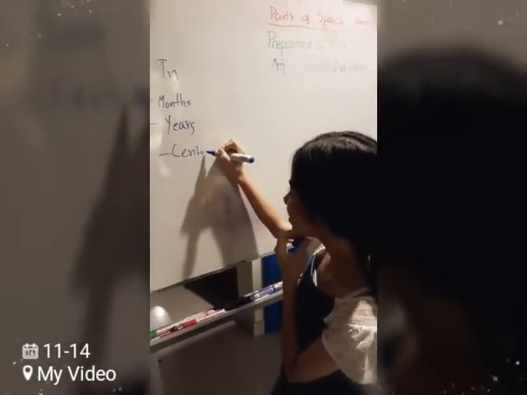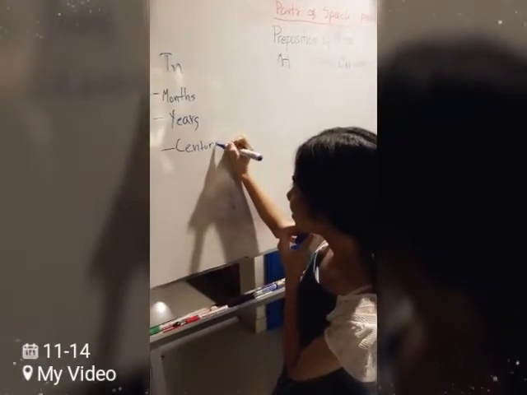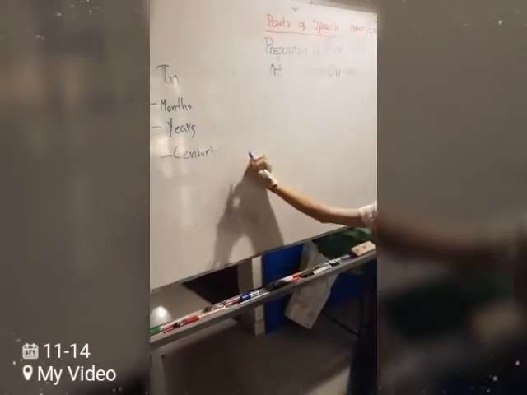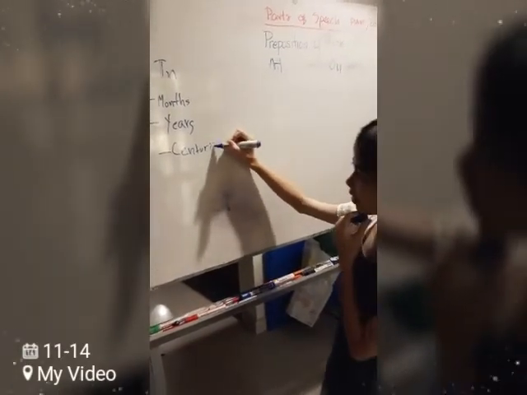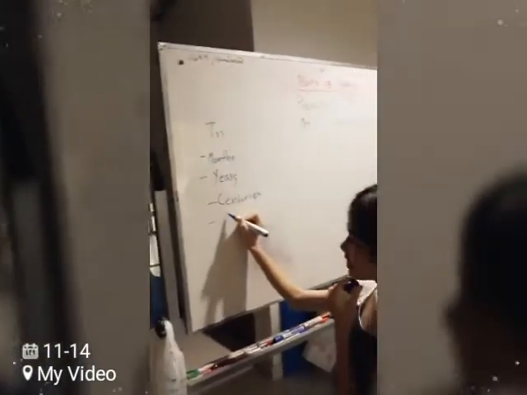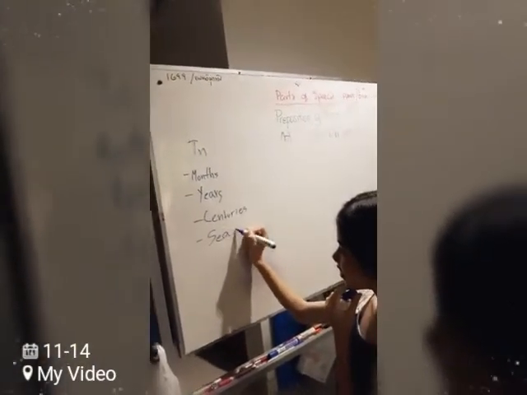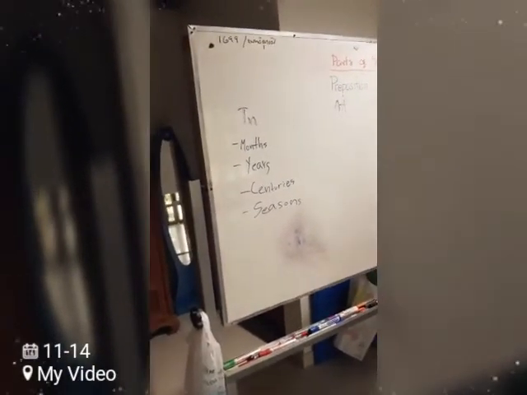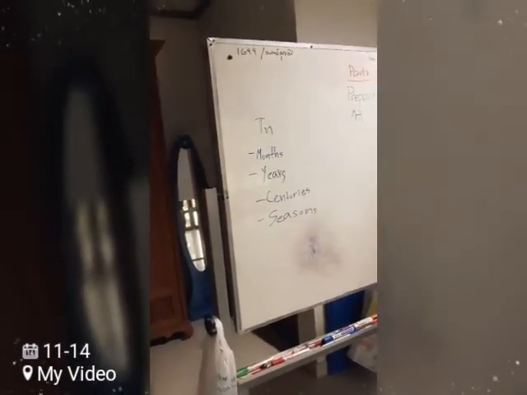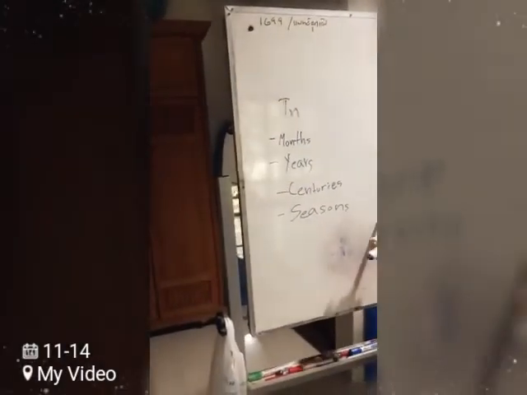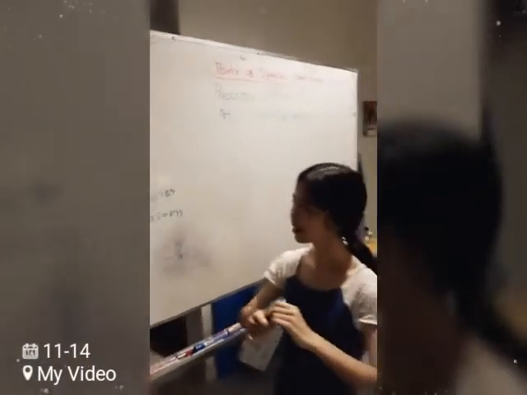Centuries. Let me see how you spell centuries. Okay, next. Seasons. Explain that first. In is used for years, centuries, seasons. Okay, give an example of each.